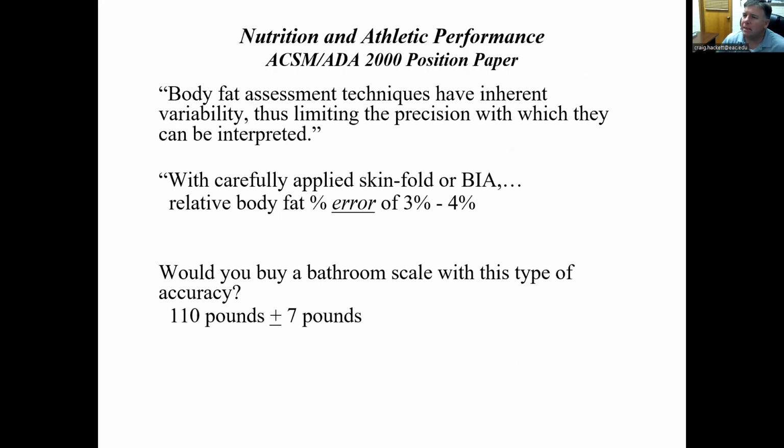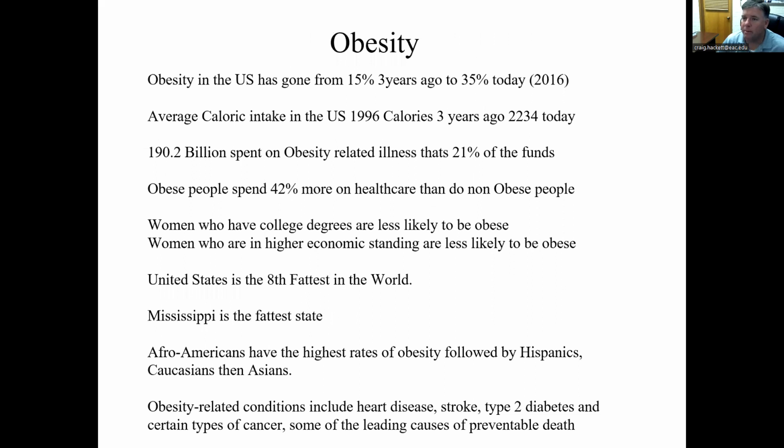The American College of Sports Medicine in 2000 put out a position paper, and it still holds today. Once again, we have an error of 3 to 4%. It has an inherent variability, and we really should just use it as a foundation. 3 to 4% in either direction is like saying plus or minus 7 pounds on a 110-pound individual. So just get it in your head that if you're going to do percent body fat, it's not super accurate. Don't overthink the range that it gives you, or the number it gives you.